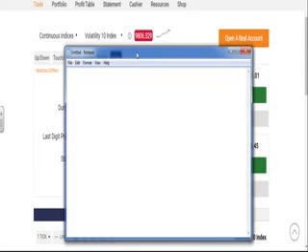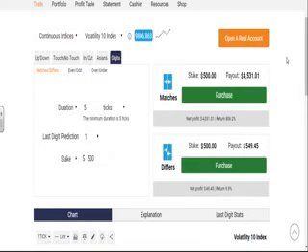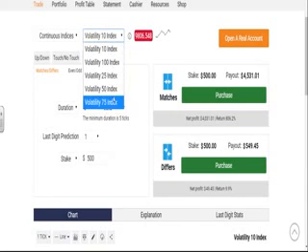What you need to do is predict a particular number. Let's assume that your last digit prediction is 0. You only need to keep changing market, change market, each and every time you're trading it. Take for instance, we have about 5 of these now.